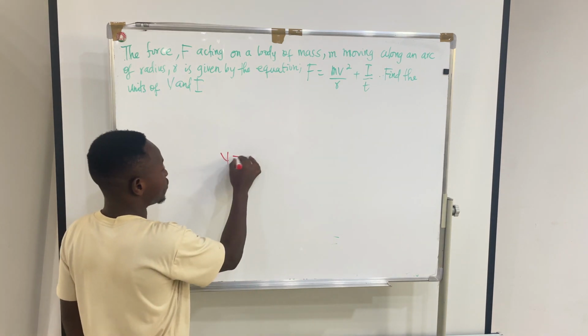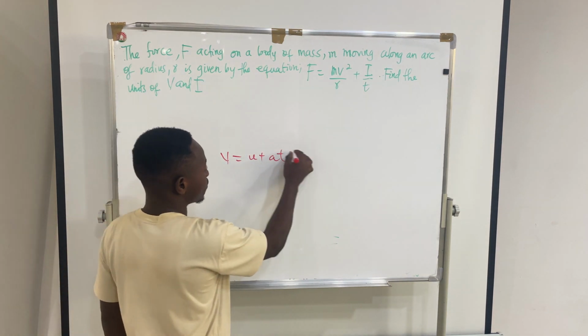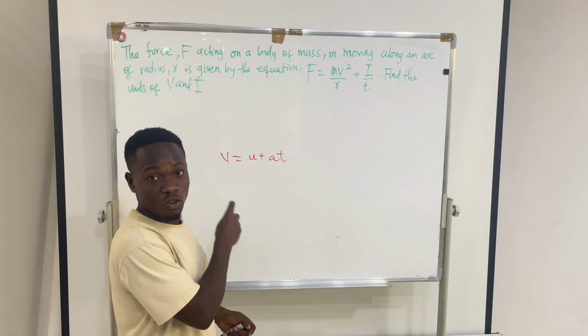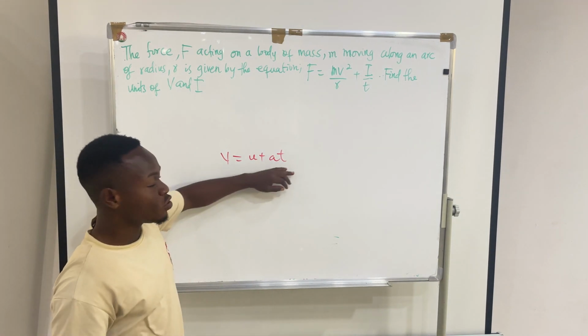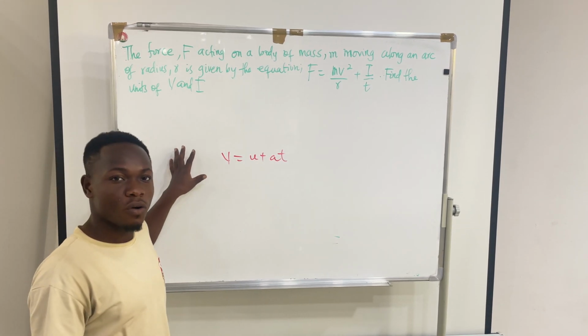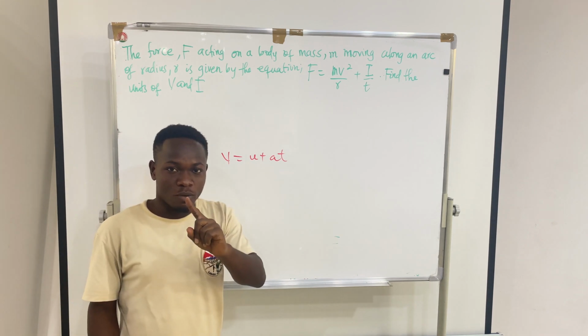For example, if I have an equation like this, I know that in dimensional analysis, if this equation is correct, then all the dimensions of the right hand side must be equal to the dimensions of the left hand side. But that's not the only principle that there is.